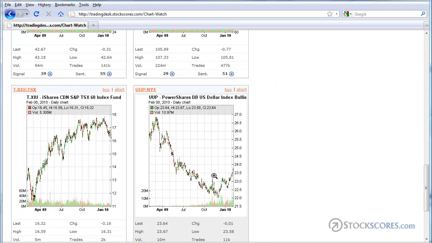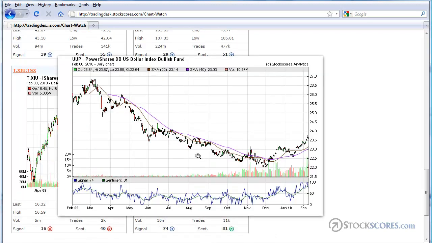Finally, the US dollar is probably the best looking chart that we have of the lot tonight. You can see that the downward trend line was broken. We have formed a rising bottom and more recently broken through resistance from that rising bottom. I think the US dollar is likely to continue higher as people apparently flock to the safety of the US dollar worldwide.